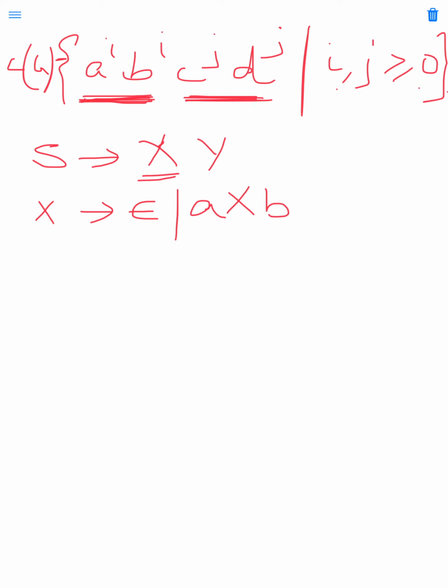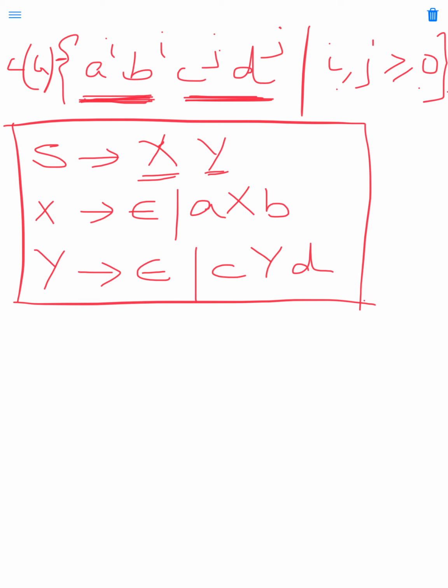Similarly, you can write for CD also, that is for CD only I have used this non-terminal Y. So Y, again i and j can also take the value 0. So it is epsilon, and in order to see equal number of C and D, you can insert like this, C Y D. Okay, so this is the grammar generated.